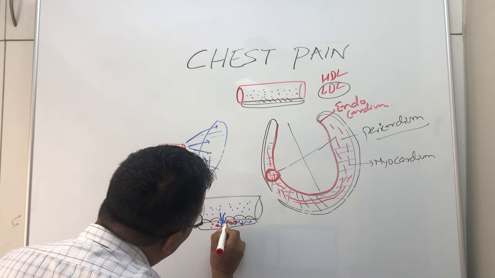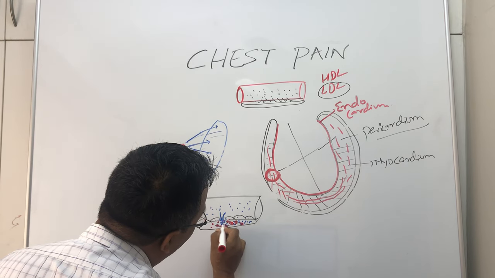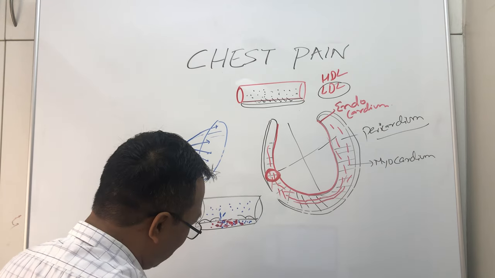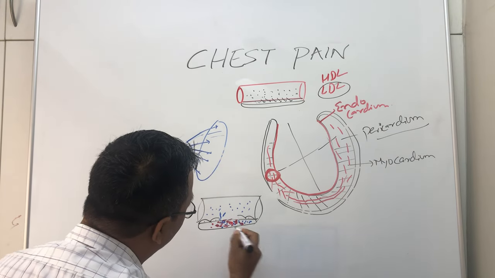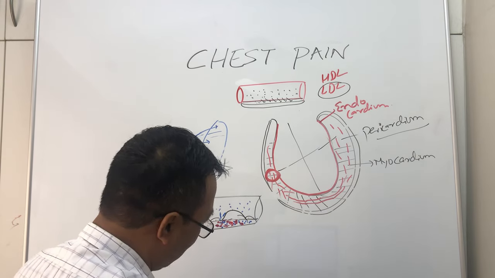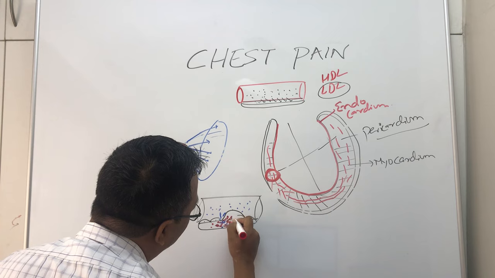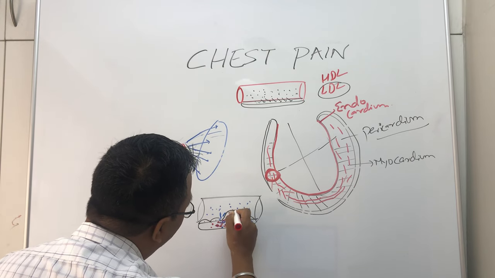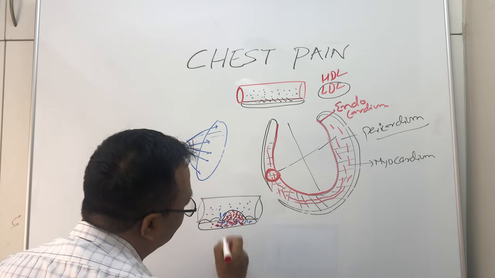So as a result, now what will happen? They are aggregating here, right? There are lots and lots of collection. So it's the same thing now. You can see the same blood vessel, how it will look because of the collection. It will be this, because of the collection of LDL, macrophages and dead cells.